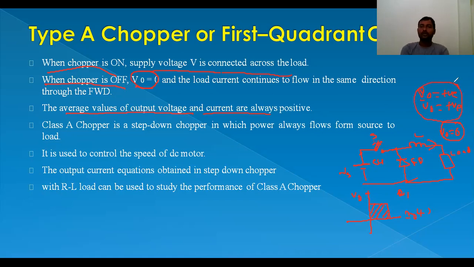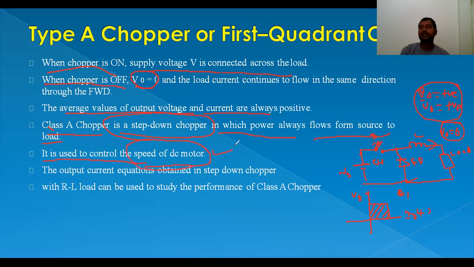The first coordinate chopper is also called a step down chopper. In that chopper, the output voltage is positive and the output current is also positive, so this comes under the first coordinate of the chopper. And the class A chopper, as I already told you, is also called a step down chopper, in which power flows always from source to load, and it is used to control the speed of a DC motor.